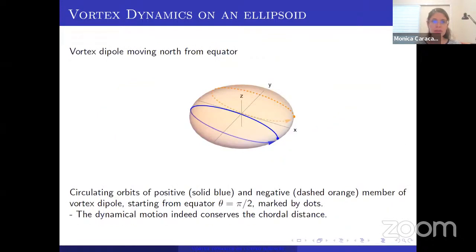Another configuration is where you start with the vortices at the equator, and they also go together, right? North and then go back to the initial point, describing circular orbits, and here also synchronized, and the chordal distance between both vortices is also constant, like in the other case.